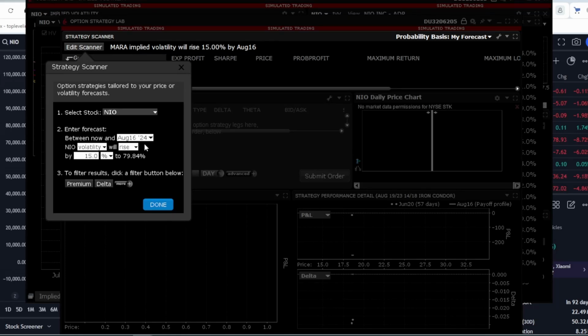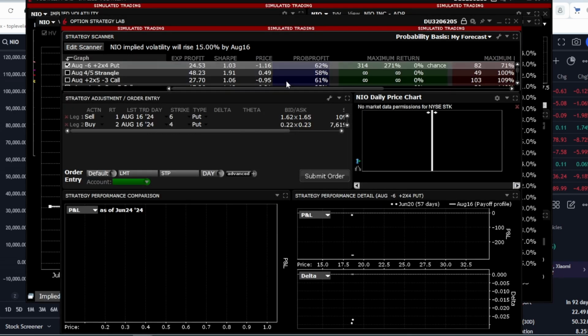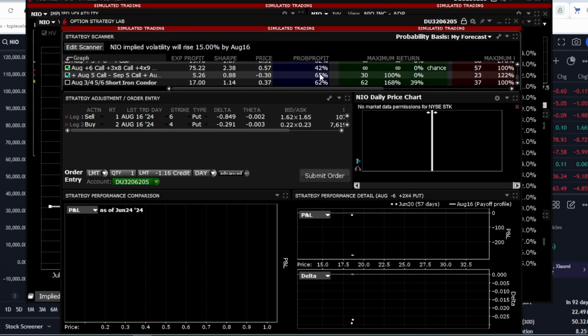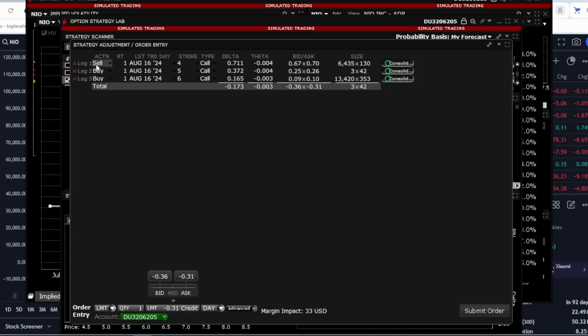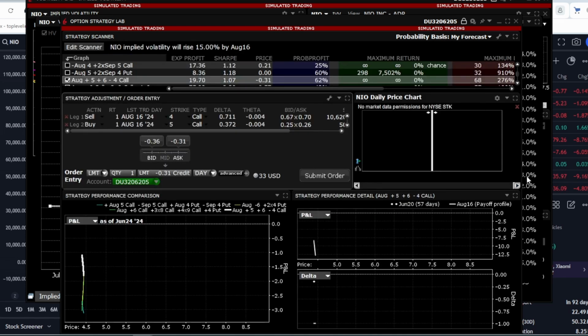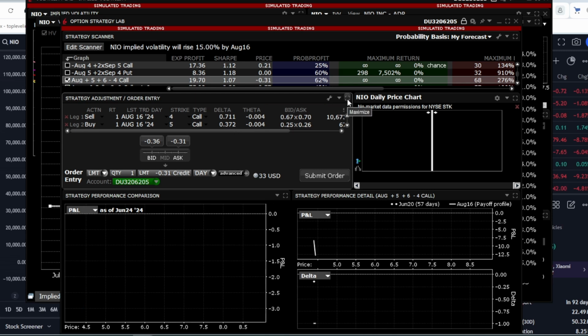For example, let's say we predict that volatility will increase by 15% by mid-August. An artificial intelligence tool can help us choose various strategies. I'll demonstrate one such strategy. We are suggested to sell a call option with a $4 strike, buy a call option with a $5 strike, and buy a call option with a $6 strike, all with expiration in mid-August. This strategy is quite complex and needs to be managed actively, but it is designed to capitalize on an increase in volatility. I am simply demonstrating that you can trade not just the stock itself, but also its volatility.